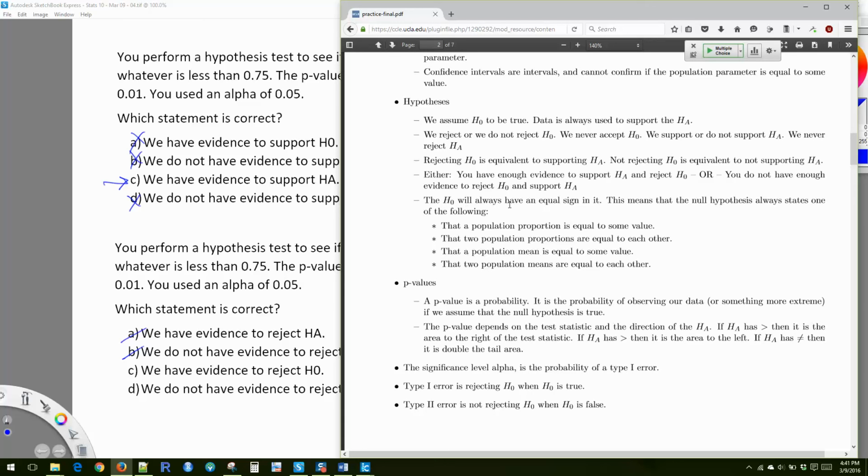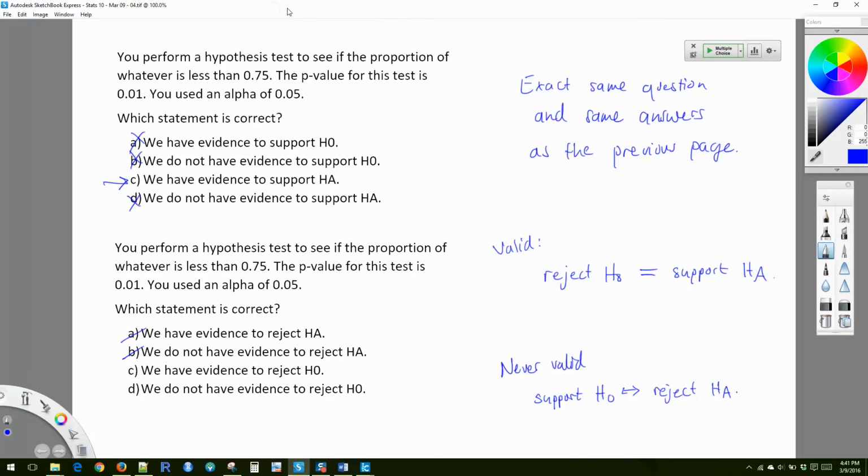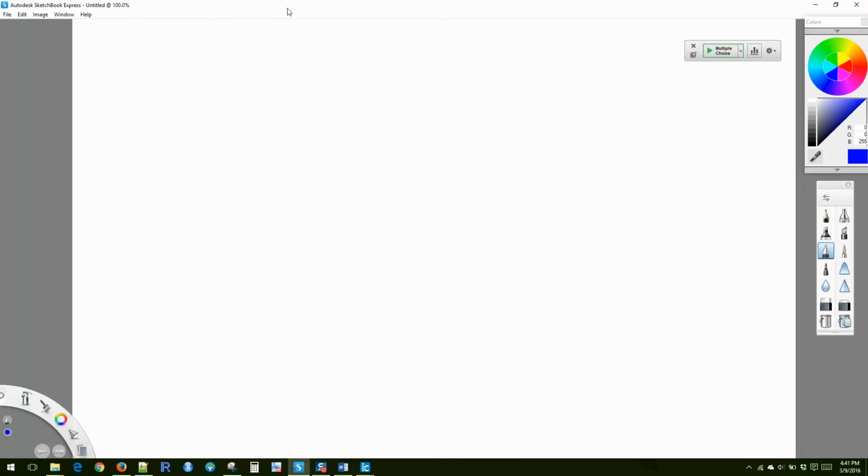The null hypothesis will always have an equal sign in it, and this means that the null hypothesis always states one of the following: that the population proportion is equal to some value, that two population proportions are equal to each other, that a population mean is equal to some value, or that two population means are equal to each other. Okay, so let's try another question here.